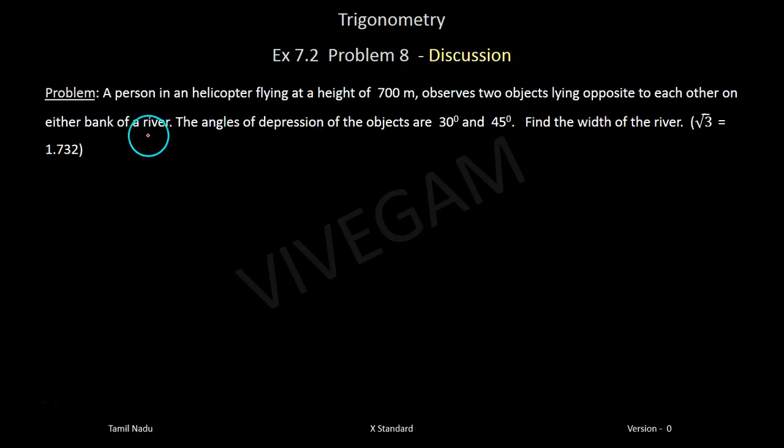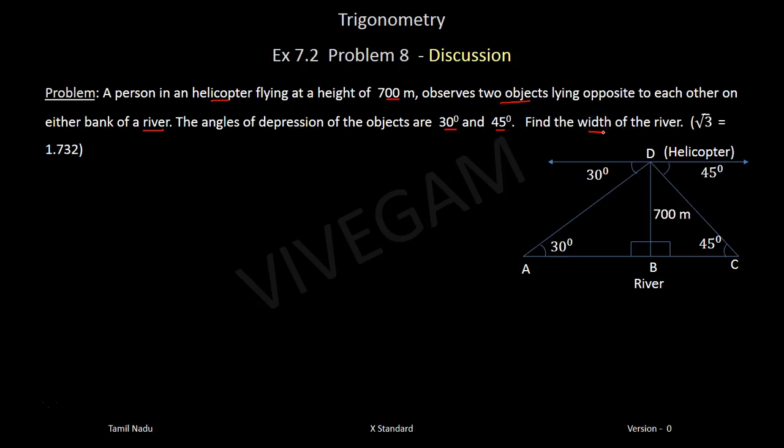So, what they mean to say is that there is a river. On both sides of the bank, there are two objects. A person is sitting in a helicopter flying at a height of 700 meters and observing these two objects which are on both sides of the river, and the angle of depression is 30 degrees and 45 degrees. We are asked to calculate the width of the river. Okay, let's make a simple diagram.